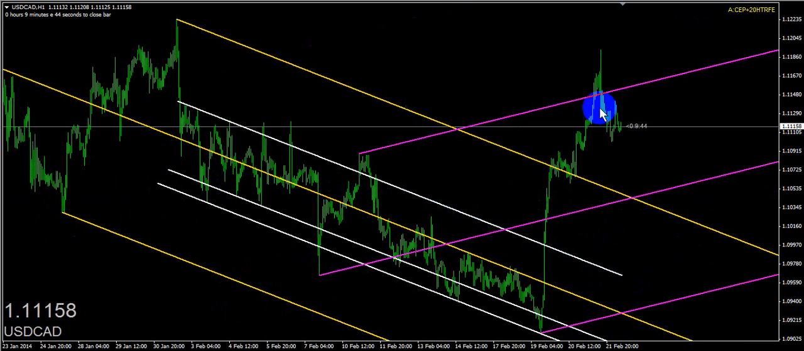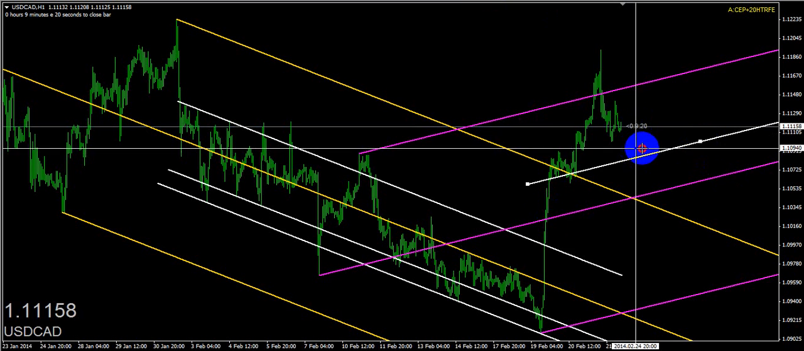US dollar Canadian hit the upper median line on this fork. It's kind of a hard fork to read for me right now. We might be able to have a sliding parallel come out and rest on here again for potential long opportunity.